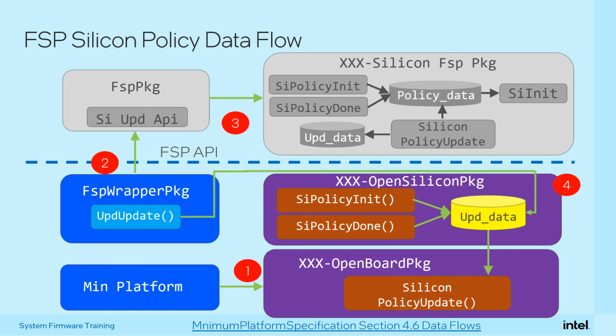When the policy configuration is completed, the platform family silicon package may indicate that the policy is configured with board-specific actions in the silicon policy done function. After policy configuration is completed, the board may indicate that the policy is configured with board-specific actions in the silicon policy done pre-memory API in silicon policy init lib.